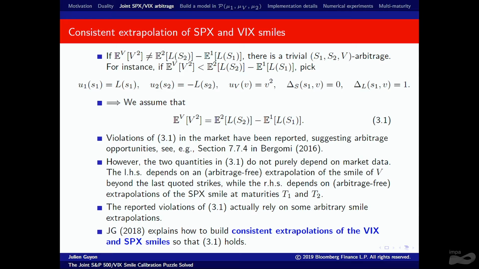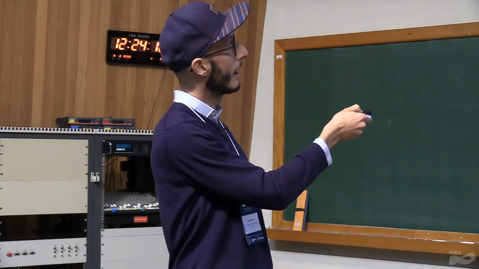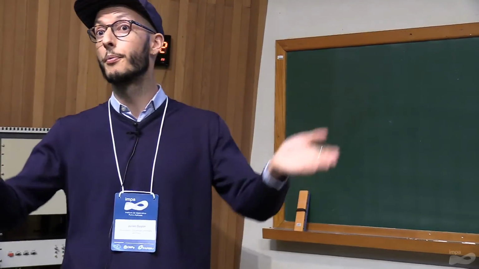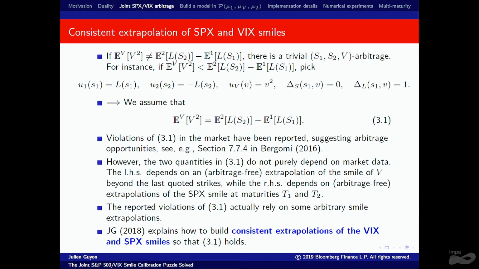And actually, there have been reports that this equality has already been violated in the market, but I don't know how to make sense of those reports, because the two quantities on the left-hand side and on the right-hand side do depend on extrapolations of the smile. The VIX smile on the left and the S&P smile on the right. And you can make both sides of the equation as large as you want. They can go all the way to plus infinity, depending on the extrapolation that you use. So all the violations that have been reported are based on some arbitrary extrapolation of the smiles.